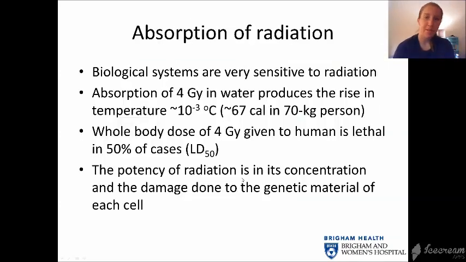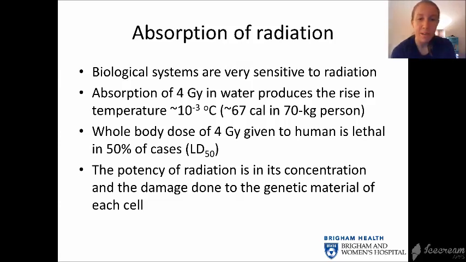So just to give you some numbers first, biological systems are very sensitive to radiation. Absorption of 4 gray in water produces a rise in temperature of 10 to the power minus 3 degrees Celsius. So it's about 67 calories in a 70 kilogram person. The whole body dose of 4 gray given to a human is lethal in 50% of cases. So that's the LD50, the lethal dose 50.